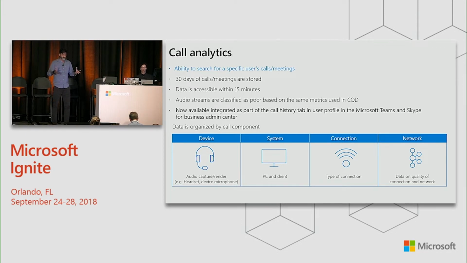The underlying data that we collect and present here is all the same metrics that CQD uses. So all the media telemetry that we collect, we base decisions on that. Audio streams, again, are classified as poor, and we will talk about that more in the next slide. But what I want to spend time on here is how your help desk can actually use this. When you think about a call, think about it from the angle that it can fail at multiple points.